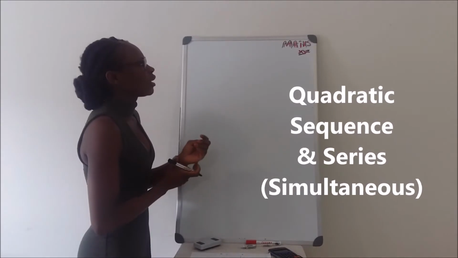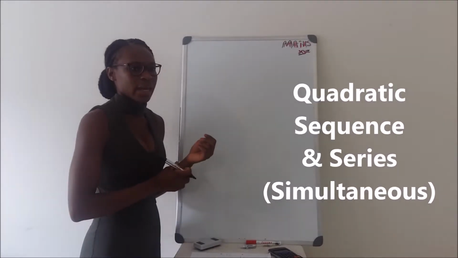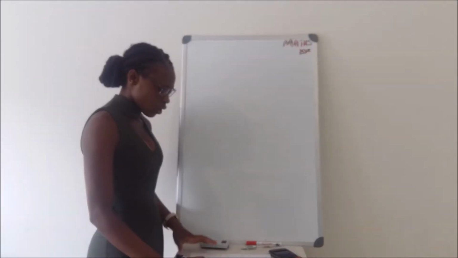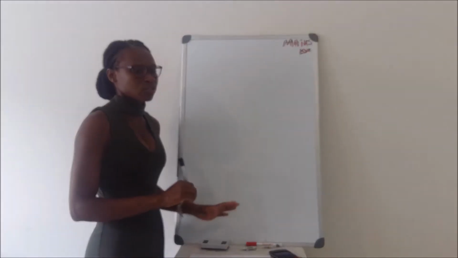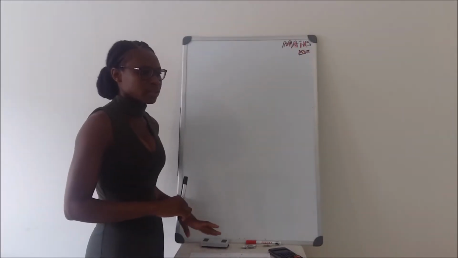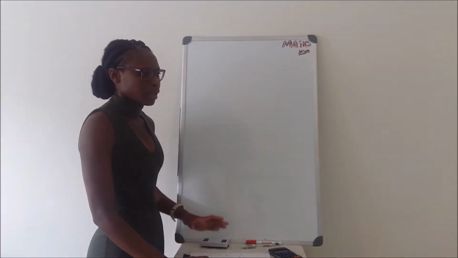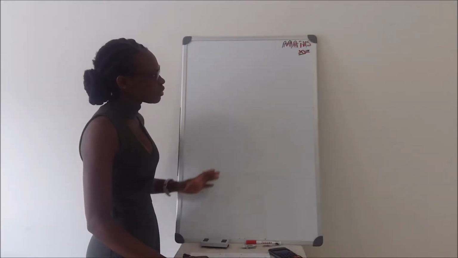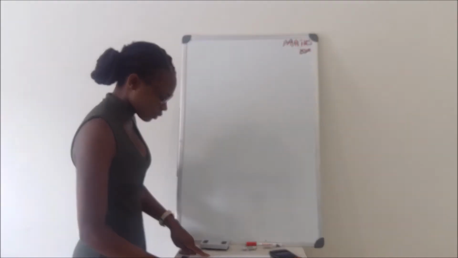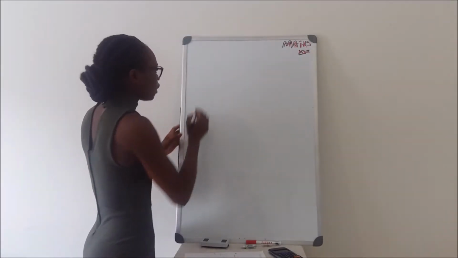Hi guys, in this session we'll be looking at an example using one of the ways of solving a quadratic sequence and series. This example will be using simultaneous equations to find Tn for this pattern.